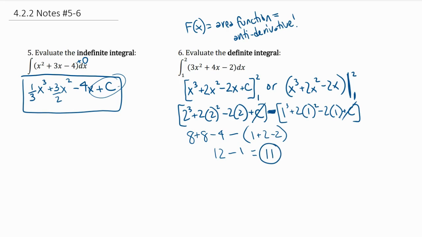So the steps were: find the antiderivative, make sure you use one of these two notations. I don't care which notation you use, brackets or like this line over here, but make sure you have your bounds written. Then plug in your upper bound, plug in your lower bound, and subtract. Okay, so antiderivative, plug in your upper, plug in your lower, subtract. Those are your steps.